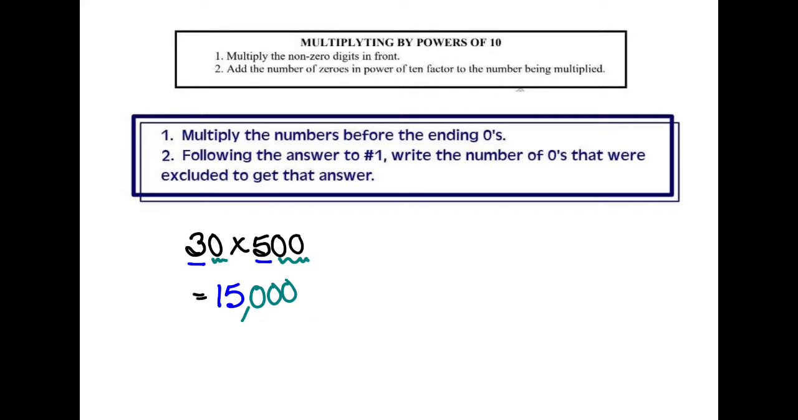So let's do another one. How about 4,000 times 30. So 4 times 3 is 12, and 1, 2, 3 zeros. So it's 12,000.